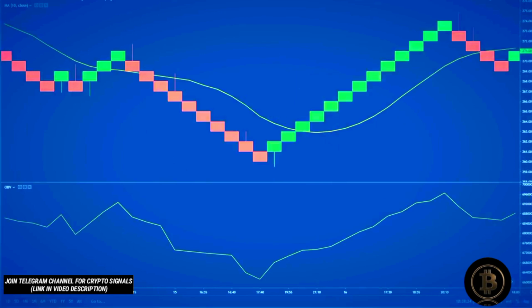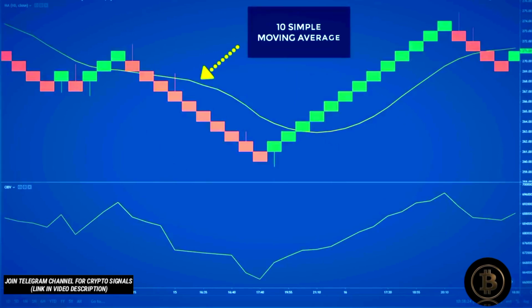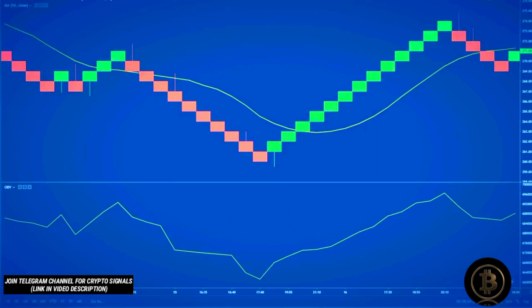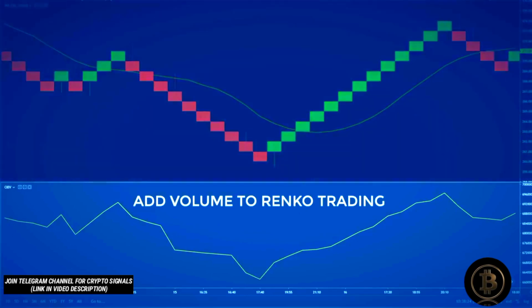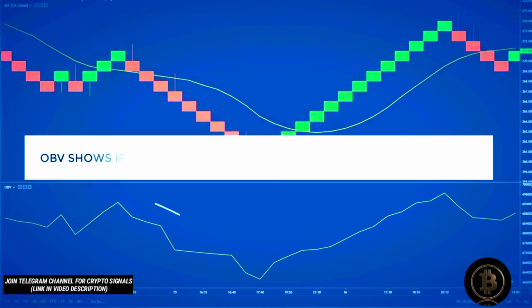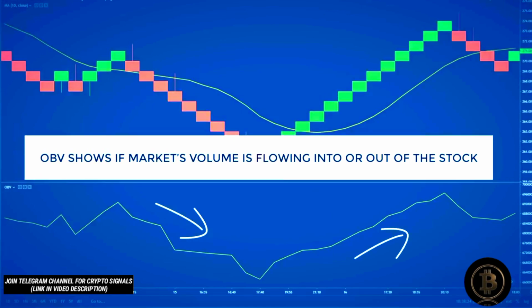Besides the 100 Renko brick, I also prefer to add a 10 moving average in order to determine the trend, and the OBV. So Renko bars are based only on price, but I don't want to neglect the volume. The on-balance volume is a momentum indicator that relates volume to price change and shows if the market volume is flowing in or out of a stock.